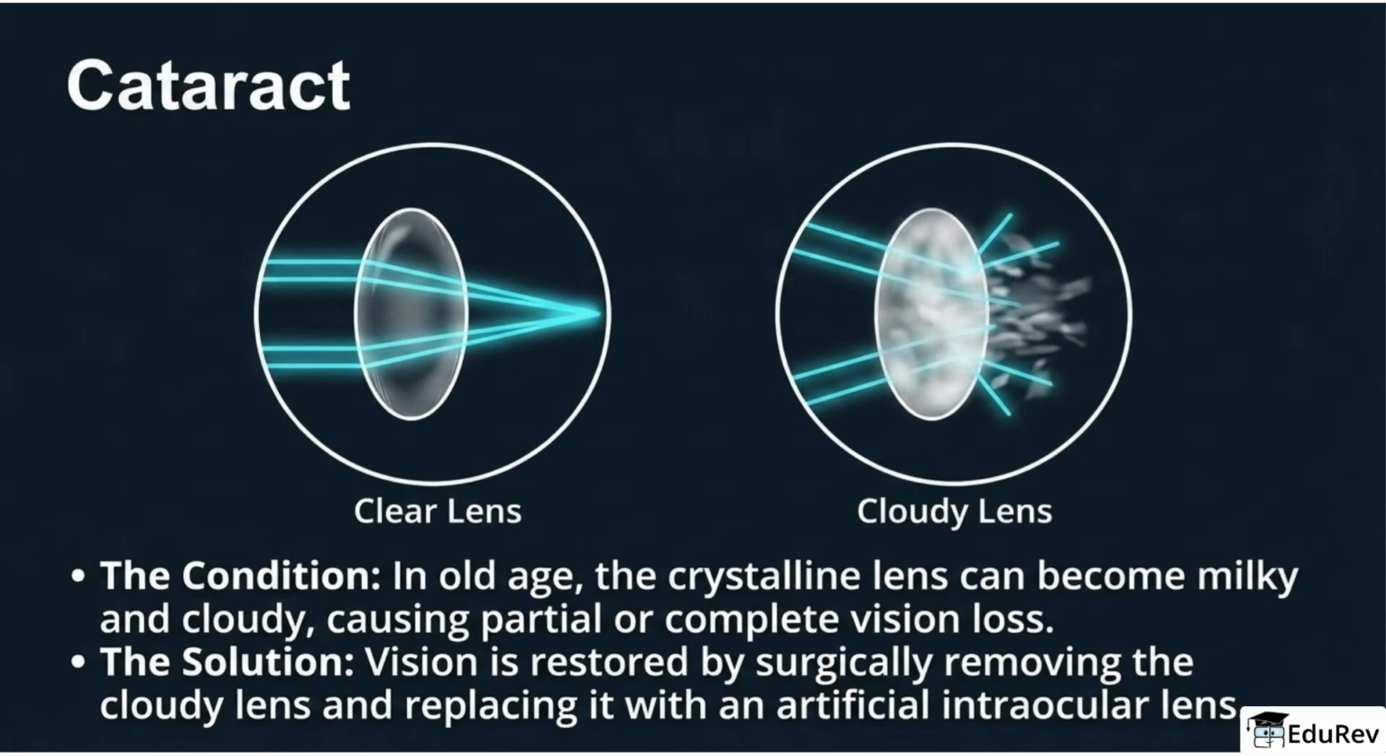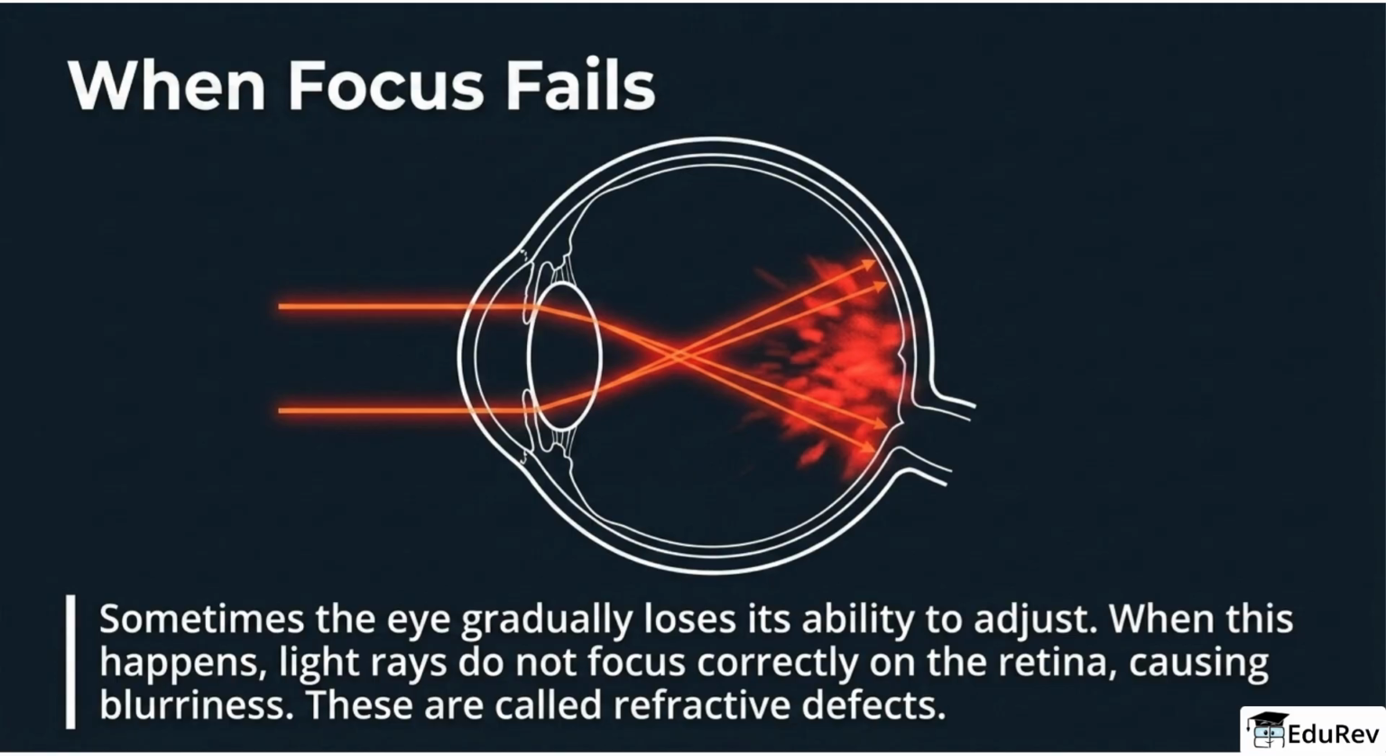Aside from clouding, sometimes the eye's mechanical ability to bend light just stops working correctly. Sometimes the eye gradually loses its ability to adjust. When this happens, light rays do not focus correctly on the retina, which causes blurriness. In optics, these are known as refractive defects. Let's examine the first and most common refractive defect.